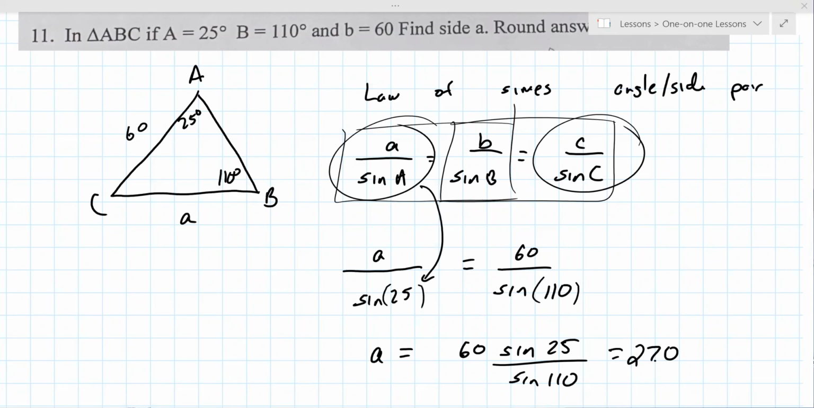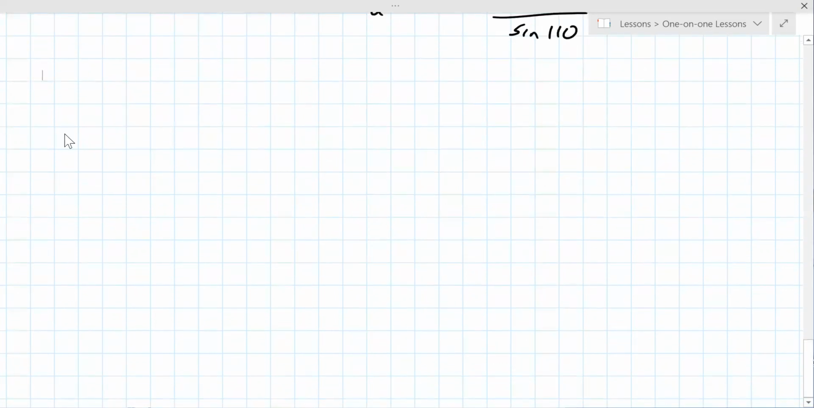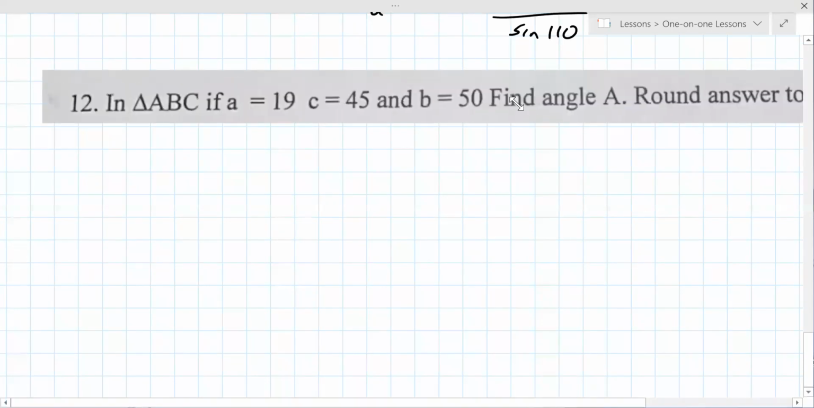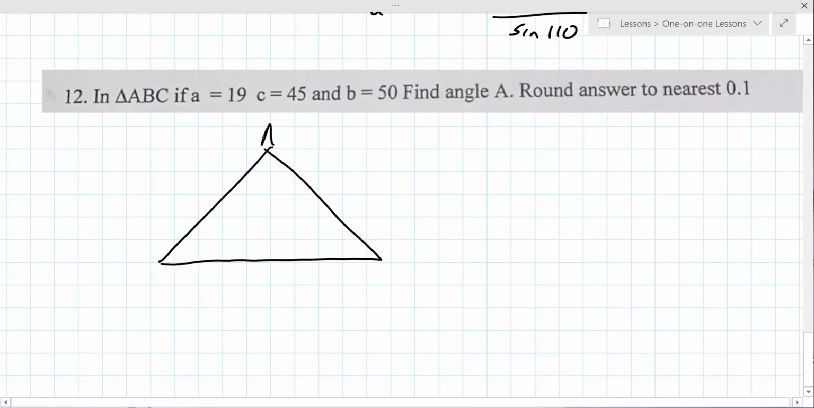All right, so then there's number 12. Number 12 here, if triangle ABC, so we'll go A, B, C. If A is 19, that's the one across from it, C is 45 and B is 50. You want to find angle A. This is a law of cosines problem.